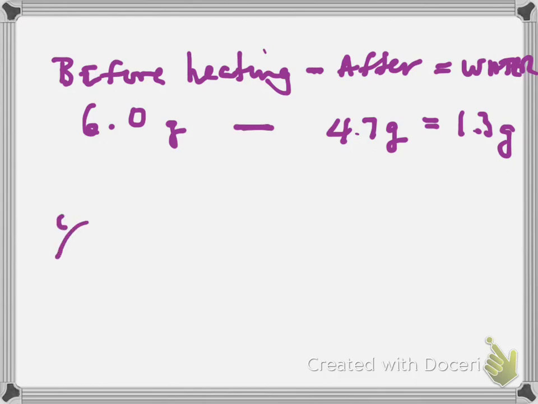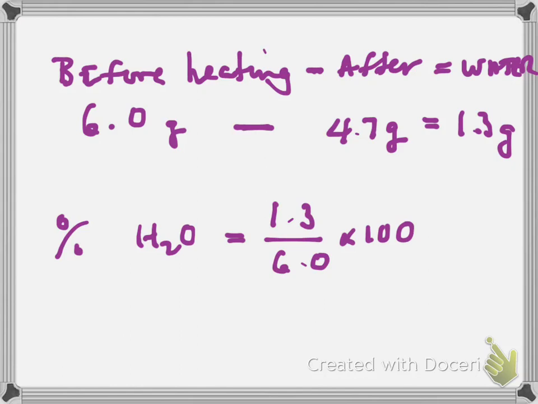All right, so percent water, part over total again. 1.3 over 6 times 100 equals 21.7%. That's that question. Next question.